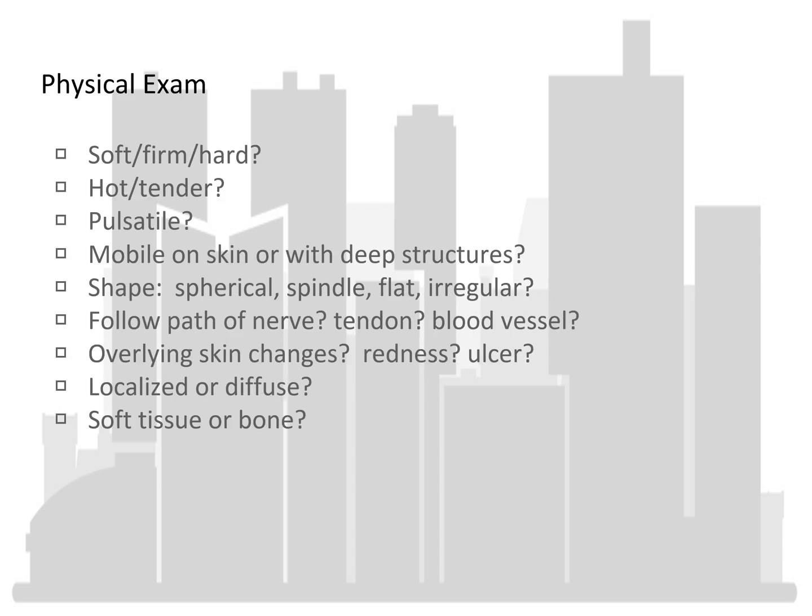On physical exam, you want to evaluate these patients very carefully because a lot of times your physical exam can give you a good idea of what you're dealing with. So you want to know, is this a soft, firm, or hard mass? Is it freely mobile? Is it pulsatile? Is it hot or tender? Does it feel mobile with the skin? Is it stuck to deep structures, or is it freely mobile? Does it have an irregular shape? Is it spherical? Does it follow the path of the nerve or the blood vessels? Does it follow the path of the tendon? Does it move with tendon? Are there skin changes, ulcerations? Is there soft tissue and bone involvement, or just soft tissue involvement?